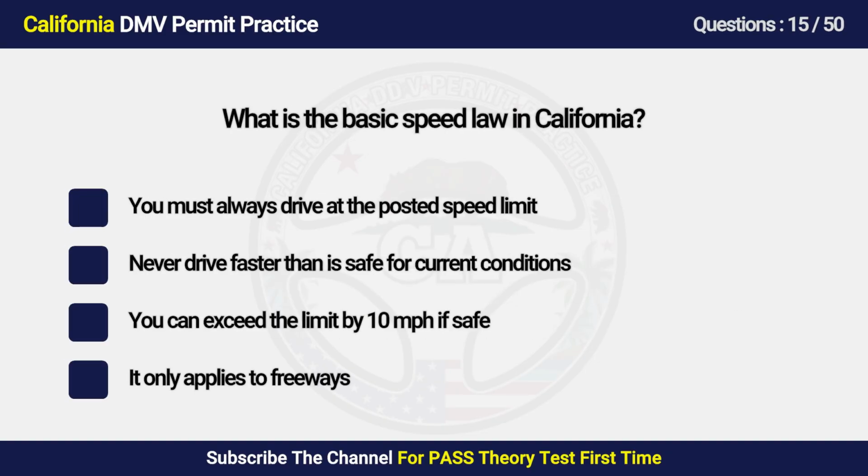Question 15. What is the basic speed law in California? A. You must always drive at the posted speed limit. B. Never drive faster than is safe for current conditions. C. You can exceed the limit by 10 if safe. D. It only applies to freeways.